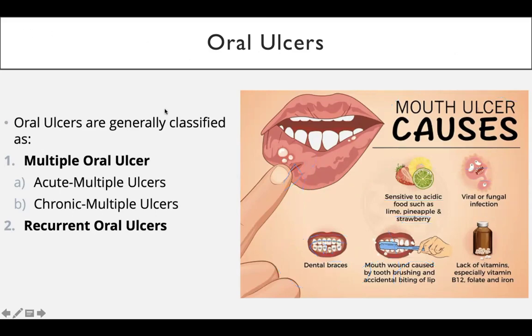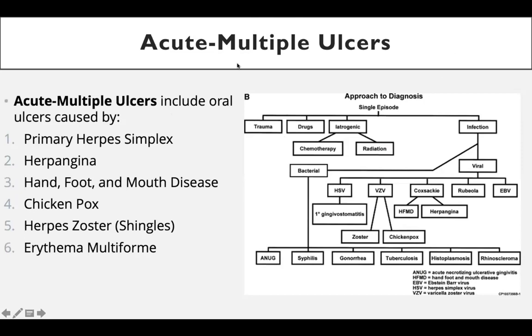Next. So first we will have a look at acute multiple ulcers. So acute multiple ulcers include oral ulcers caused by these diseases or these pathogens, viruses you have already studied. But now we'll focus on the oral lesions caused by these. We have already studied the clinical presentation, signs and symptoms of the patient presenting with the disease caused by the virus, especially the oral manifestation. Now, among the oral manifestations, we'll just compare and contrast the common oral ulcers caused by them.